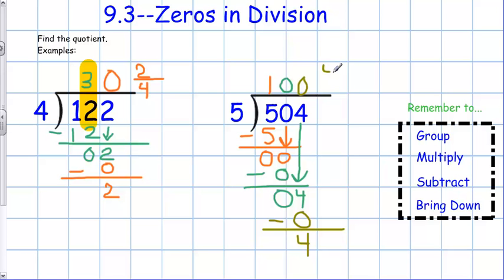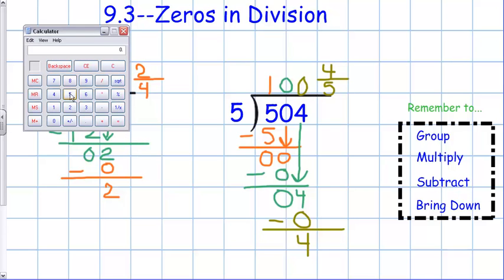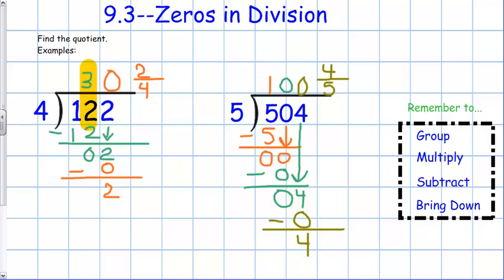So again, my 4 is now going to become a fraction. So 4 is my top number, or numerator, and 5 is my bottom number, or denominator. So I'm going to have 104 fifths. If I check that into my handy-dandy calculator, 504 divided by 5 is 100.8, which is 4 fifths. So my answer is correct.